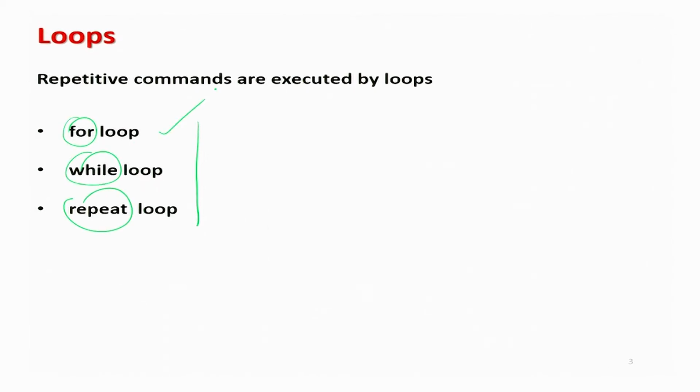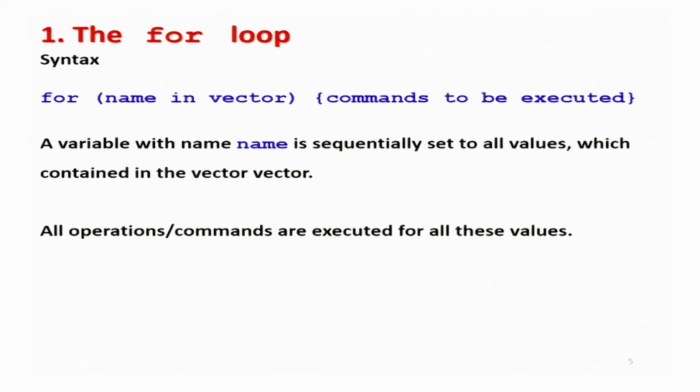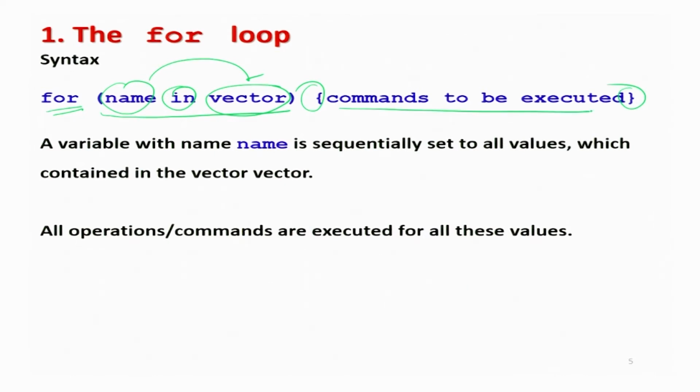The for loop is used when the number of repetitions is known in advance. That means you know how many times the program has to be repeated. The command for the for loop is like this: you write for, then inside the parenthesis you write the controlling variable as name, then in, and then the vector of values that you want this name to choose. Whatever commands you want to execute are written inside the curly brackets like this. That is what we had done in the last lecture.